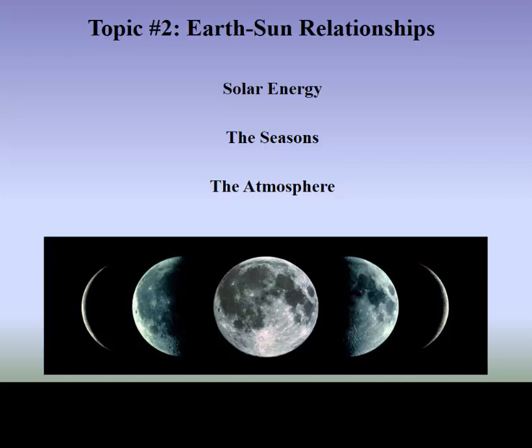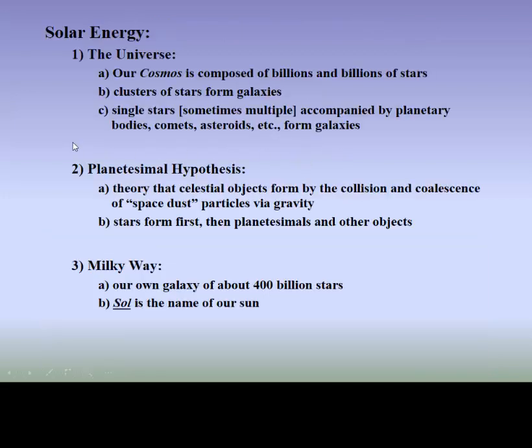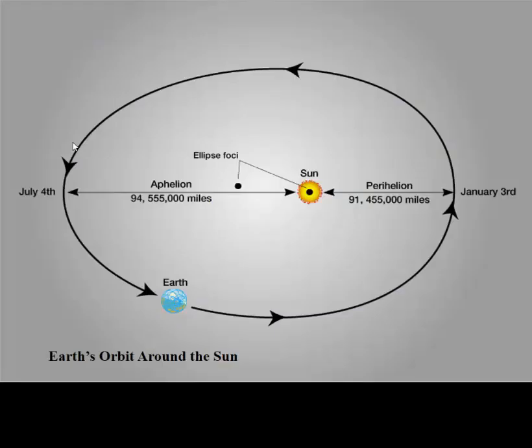Hi. Chapter number 2, we'll talk about Earth-Sun relationships with solar energy, the seasons, and the atmosphere. The sun is the most important entity in the solar system. Without it, we'd literally be nothing. But in the Milky Way, we're part of a galaxy of about 400 billion stars, and there's a number of other galaxies out there. So in terms of uniqueness, the sun isn't unique in any way, shape, or form.